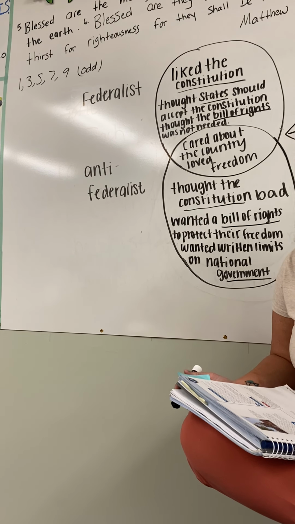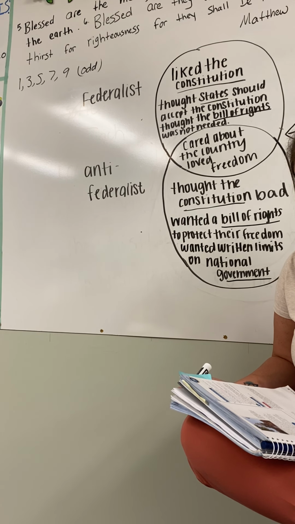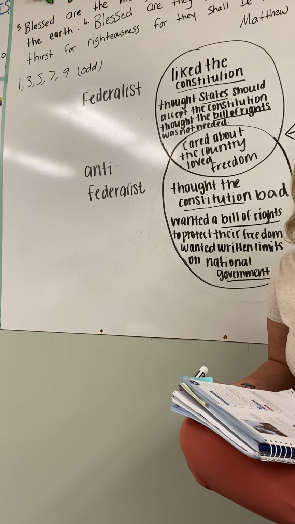All right. So look on page 44. It says the Anti-Federalists wanted written limits on the national government. These would tell what the national government could not do. Anti-Federalists thought it might take more freedoms from the people and the states, and the Americans had fought the Revolutionary War to win freedom from a powerful government.